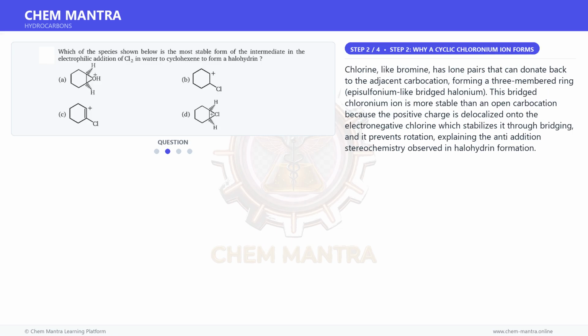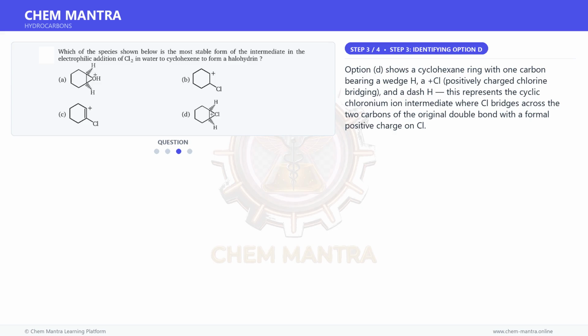Moving on to the next step. Chlorine, like bromine, has lone pairs that can donate back to the adjacent carbocation, forming a three-membered ring, episulfonium-like bridged halonium. This bridged chloronium ion is more stable than an open carbocation because the positive charge is delocalized onto the electronegative chlorine, which stabilizes it through bridging, and it prevents rotation, explaining the anti-addition stereochemistry observed in halohydrin formation.